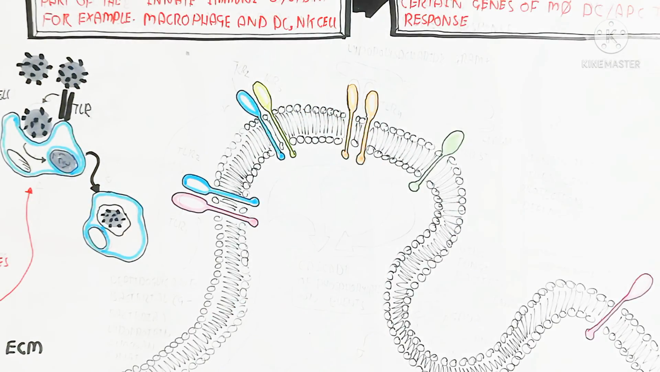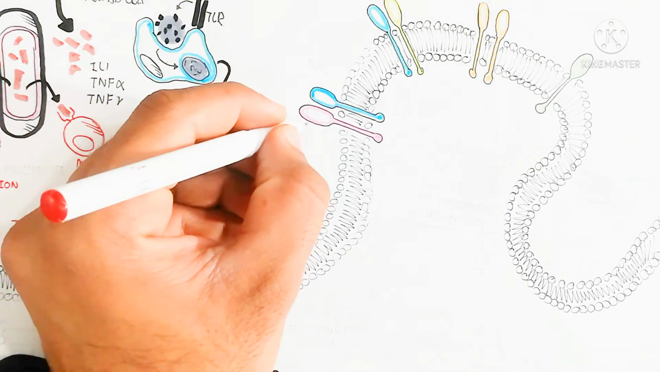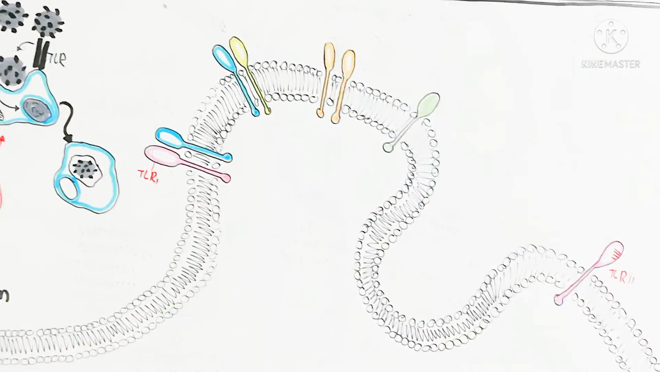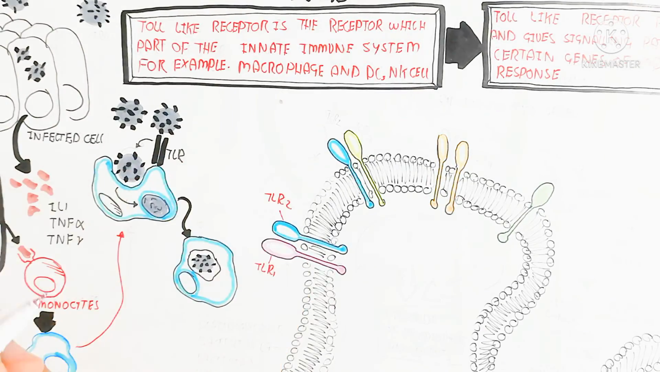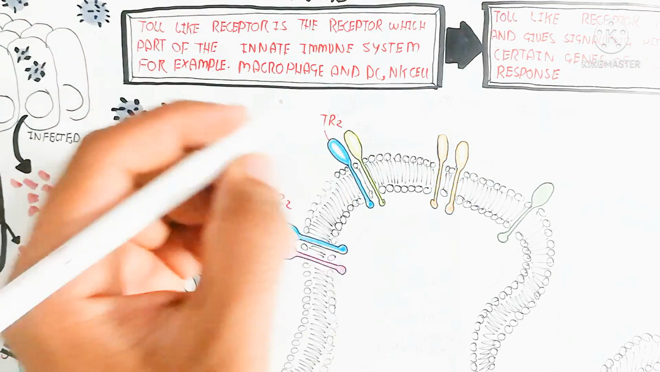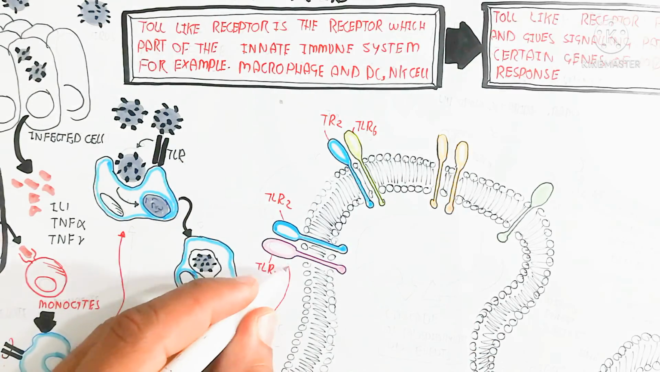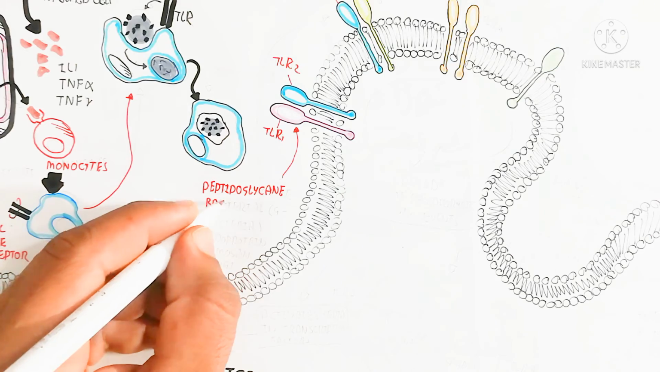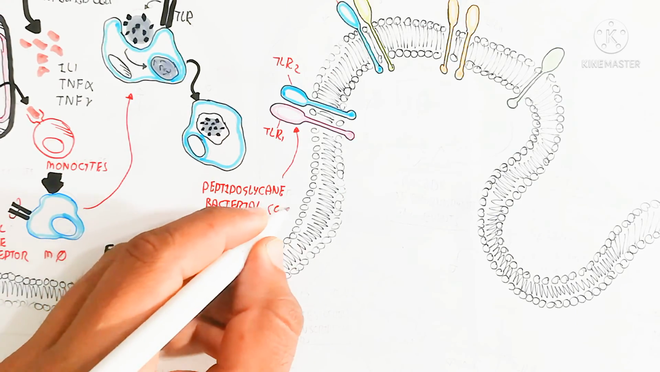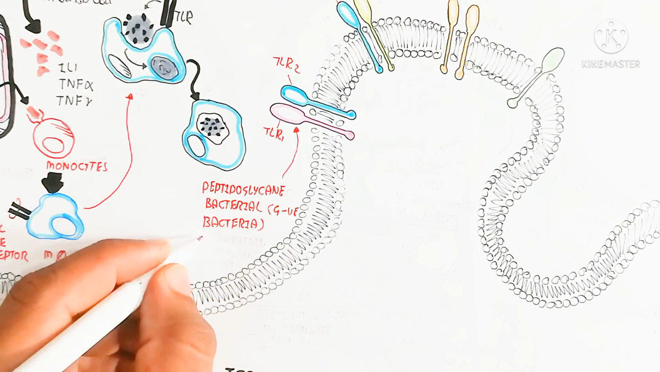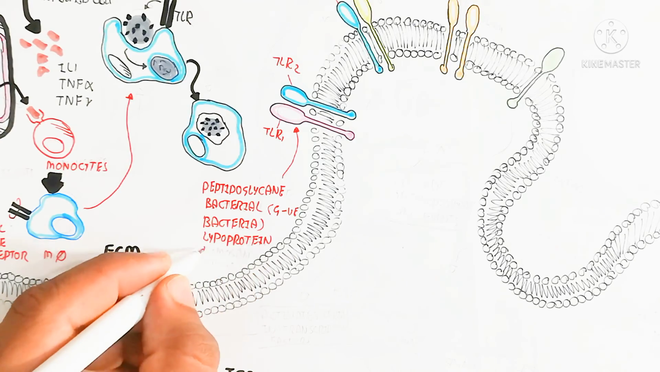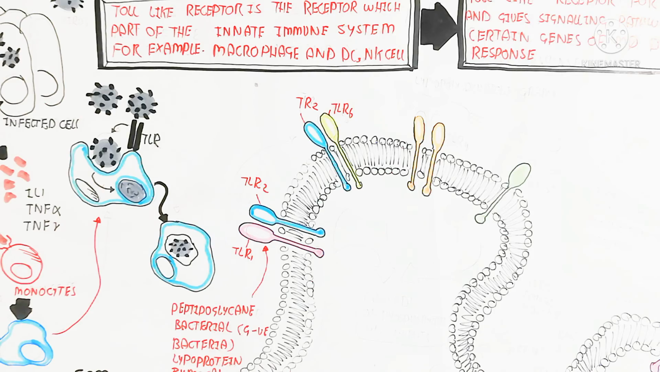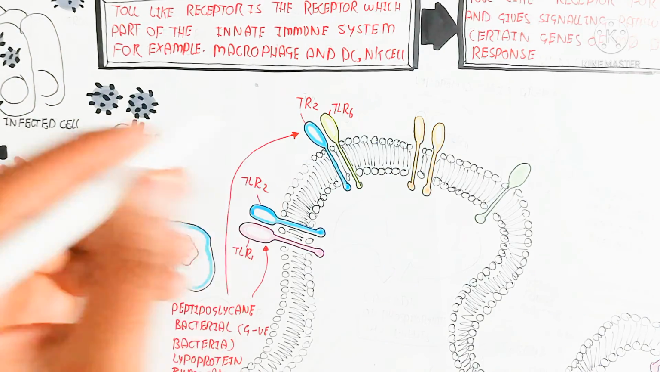On the other hand, lipopolysaccharide and gram positive are detected by toll-like receptor 4. After toll-like receptor 4 binds, toll-like receptor 5 will detect flagella. Here you can see the toll-like receptor 2 and toll-like receptor 1 heterodimer formation, which is used for the detection of peptidoglycan, gram-negative bacteria, and lipoprotein, and zymosan from fungi.